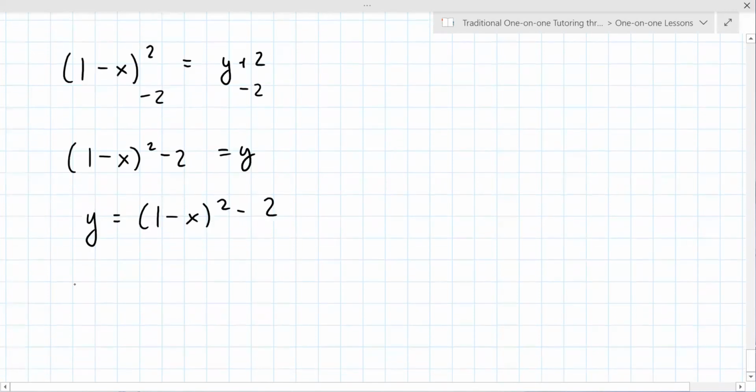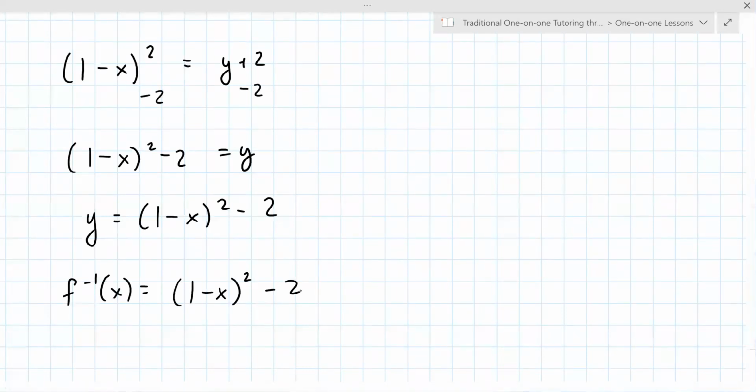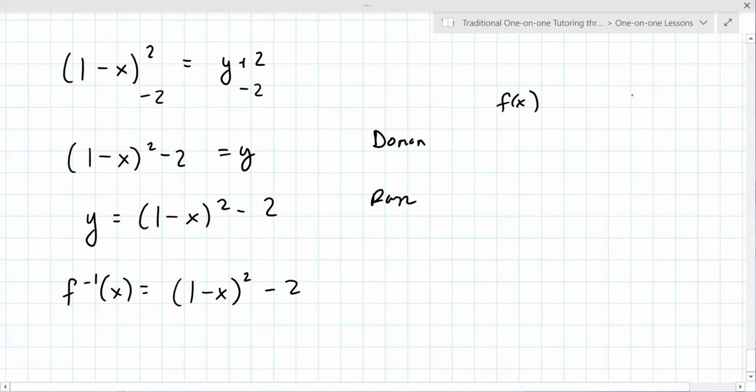And then that last step that I keep mentioning is to replace y with f inverse of x. Now, if you got that, great. Let's talk about the domain and range. Let's make that table. Again, here's the original function. Here's the inverse function.